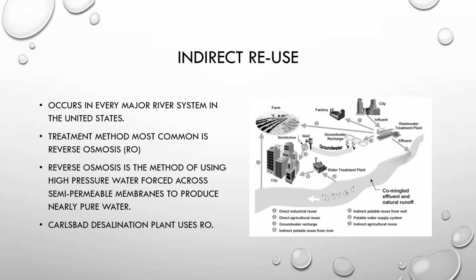Diving into it here, like I said before, indirect reuse occurs in every major river system in the United States, and there's usually a treatment method such as reverse osmosis, which happens to be the most common. For those of you who don't know, reverse osmosis is the method of using high pressure water forced across semi-permeable membranes to produce nearly pure water. The Carlsbad desal plant is probably the most local desal source, or indirect reuse source, that we have here in Southern California.